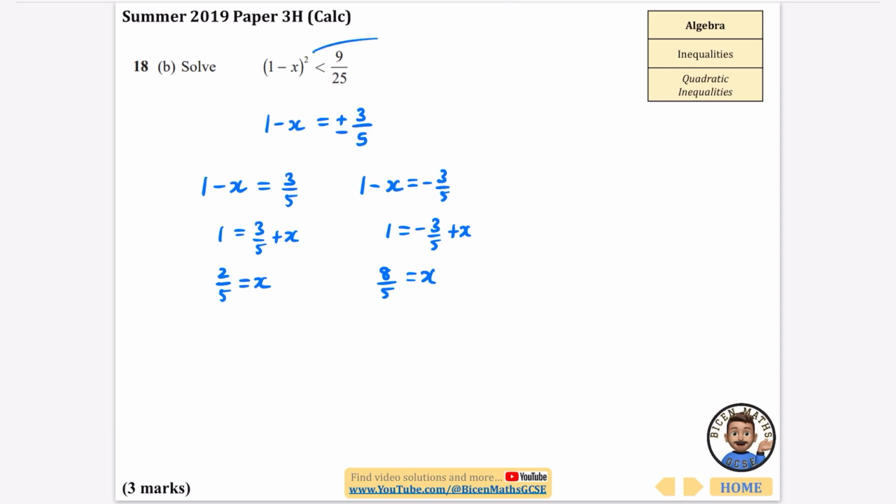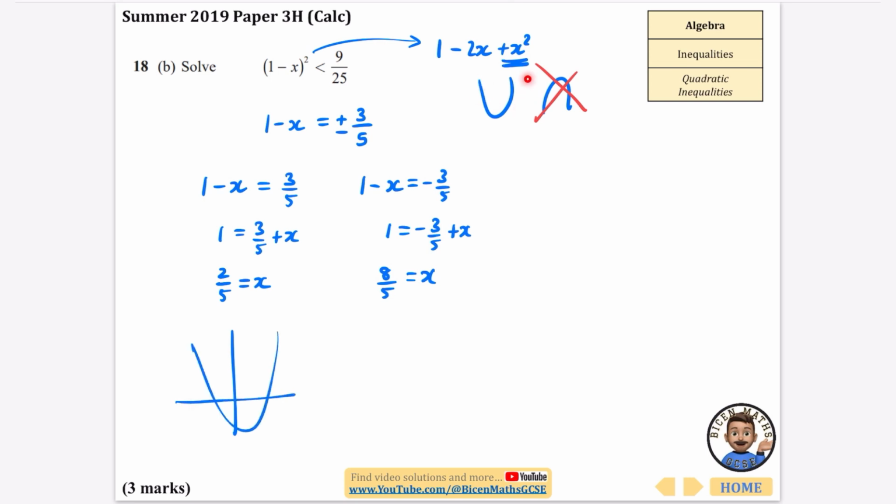Now, if we think about this original one, about what it would look like when we expanded the brackets, it would start with, well, let's just expand the brackets and show you. There would be a 1 minus 2x plus x squared. Now, the important thing that I'm looking for there is that it's a plus x squared, which means when you draw the quadratic, it's going to be that shape and not that shape that we've got there. So if I was going to draw this, I'm going to be thinking about a value that looks like this kind of shape.